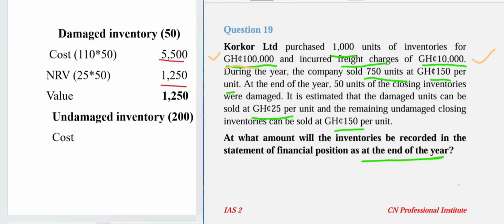So what will be the cost of the undamaged? How many units were not damaged? 200. By what is the cost? 110. So that will be the 200 units by 110 cedis per unit, and that will give us 22,000.